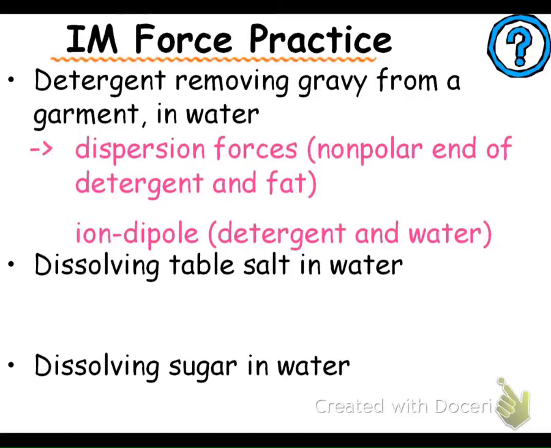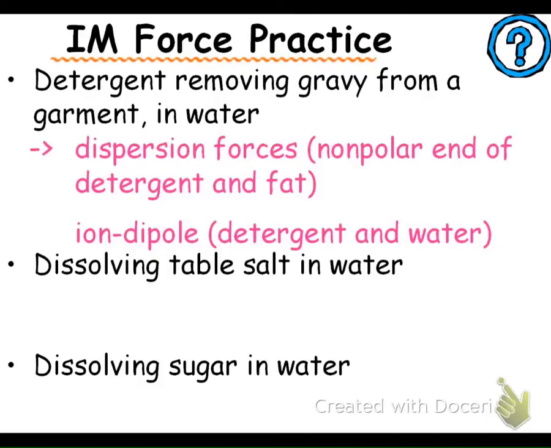Detergent has a nonpolar end, and that nonpolar end will actually dissolve the nonpolar fats and greases that might be considered present in a stain. So the detergent's nonpolar end would be dispersion forces. The detergent's polar end would be ion-dipole, because it would be the detergent and water interacting. And most of the time the detergent is going to have an ion present in there to be considered that.